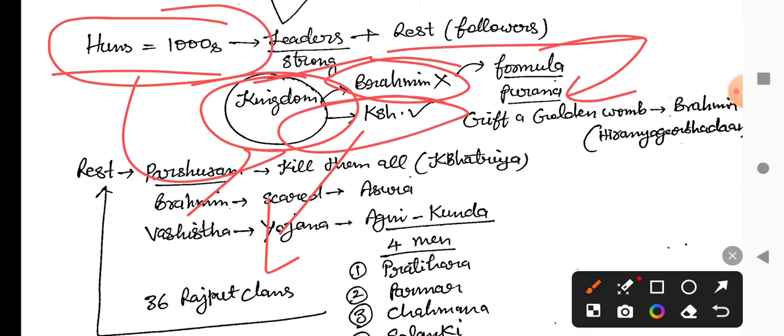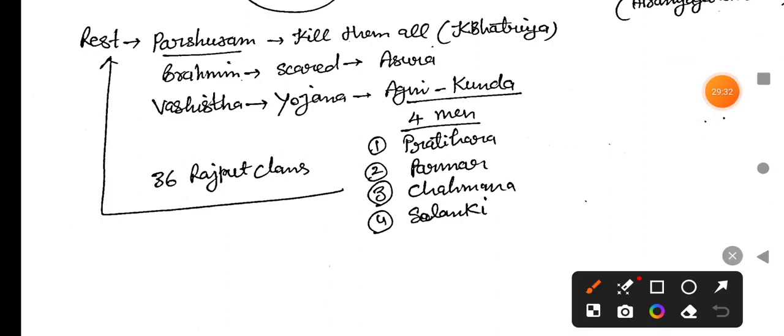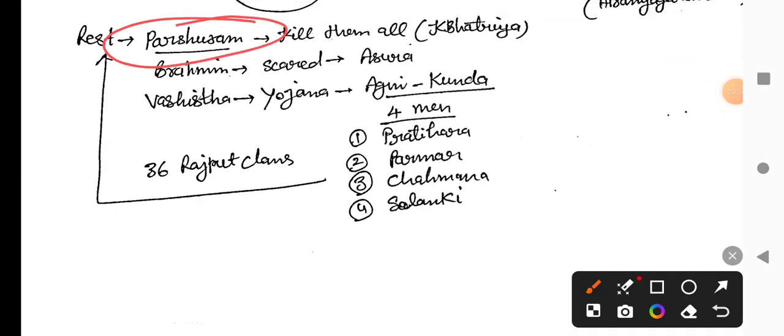They also wrote Puranas, and the gift of a golden womb, that means Brahmi, is Hiranyagarbhadan. So you should remember this. The gift of a golden womb by the Kshatriya to the Brahmin is known as Hiranyagarbhadan. And Parasuram, it seems, was a Brahmin who killed all the Kshatriyas.